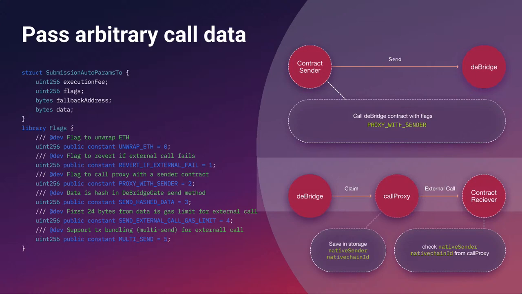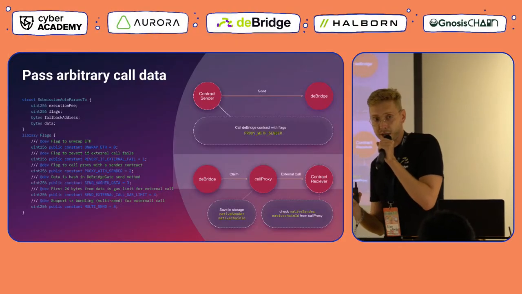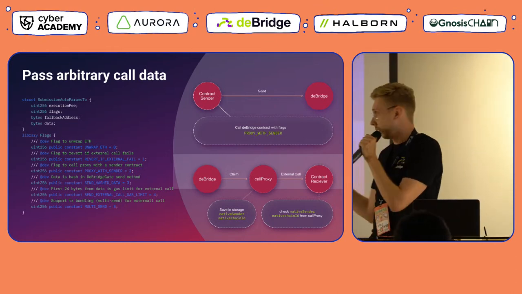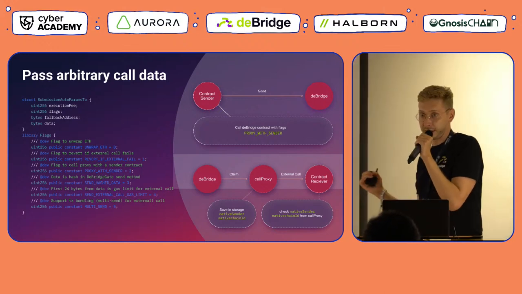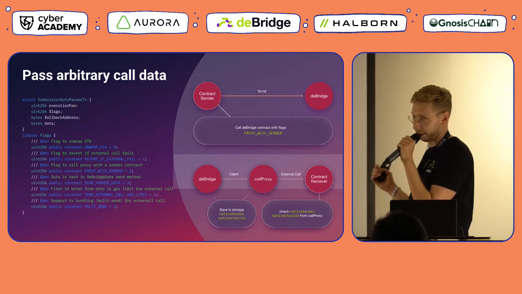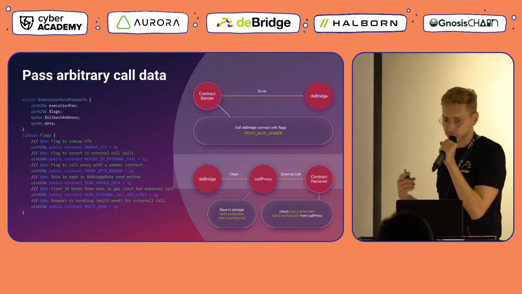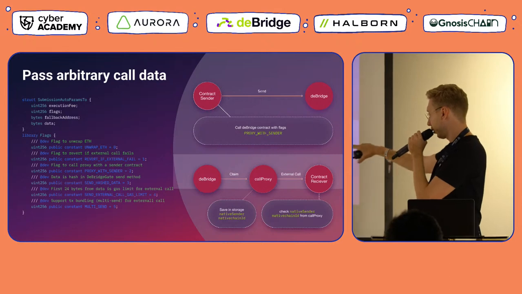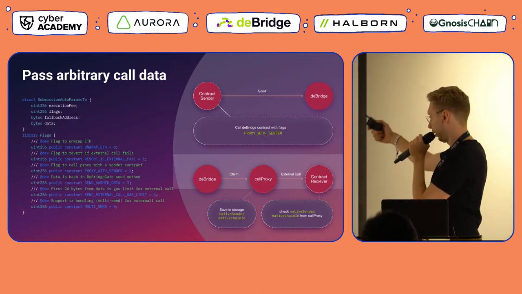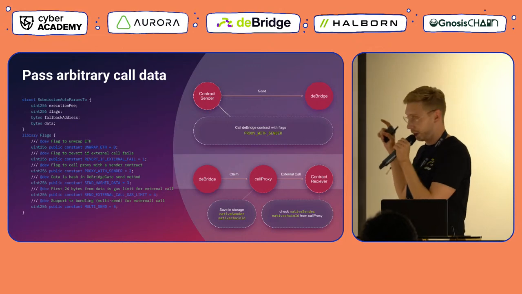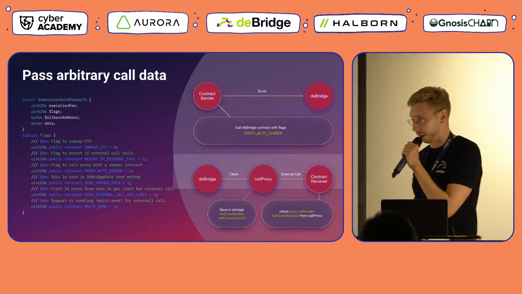Data is the message itself, basically the call data, which will be executed on the destination chain. But a very interesting thing here is the set of flags. As a developer, you can customize the execution flow of the transaction on the destination chain. For example, if flag number 0 is passed, then the native asset ETH will be automatically unwrapped. Another important parameter is proxy with sender. As I mentioned, ideally the receiving smart contract should know who the sender was. If the parameter is passed, then during the execution flow, when deBridge gate performs the claim through the call proxy, the native sender, the address of the sender as well as the chain ID, is stored in storage so that the receiving address can cross-validate it.